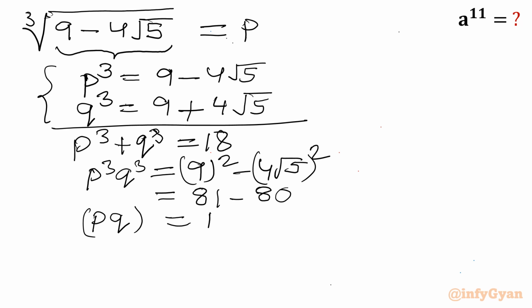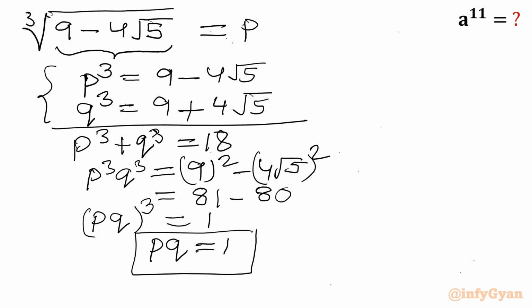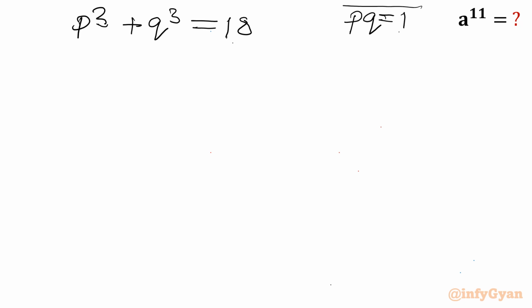LHS is pq whole cube. Now after considering cube root on both sides, we can write pq will be equal to 1, real values only. Now p cube plus q cube is 18 and pq equal to 1. Let us solve. So p cube plus q cube equal to 18 with pq equal to 1.